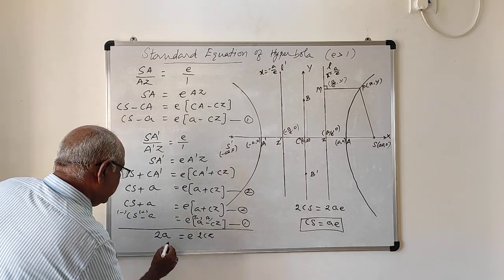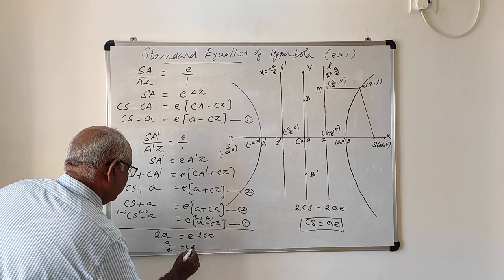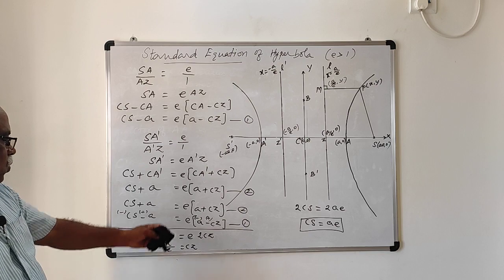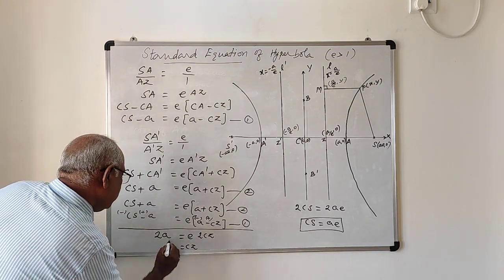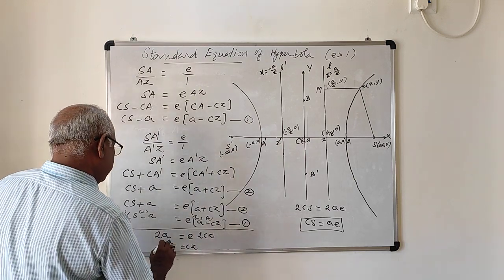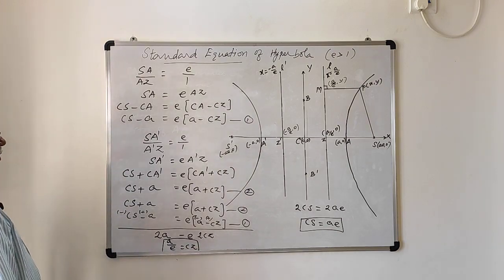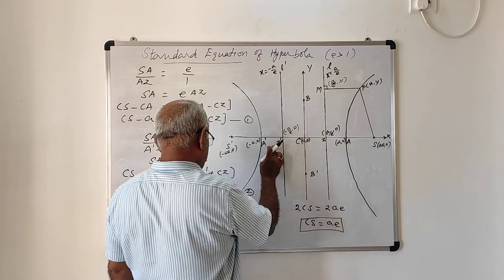From this you will get A by E equal to CZ. You bring this E to the left hand side, 2 cancels, you will get A by E equal to CZ. From this, I will get CZ. The foci are Z at A by E comma 0, and on the Z axis minus A by E comma 0.